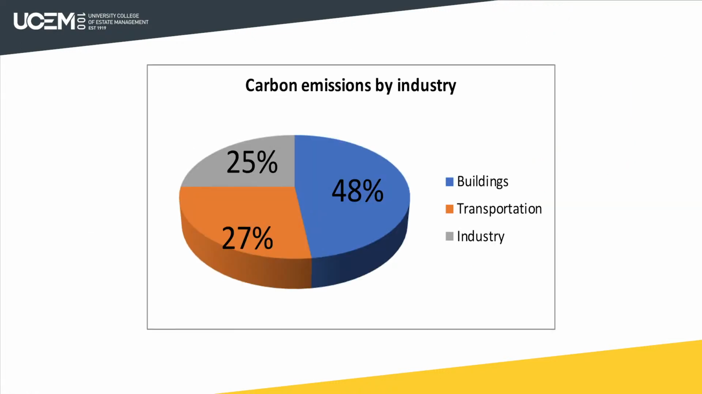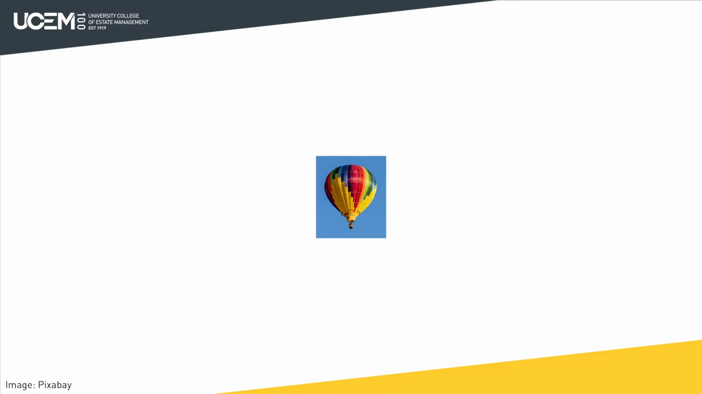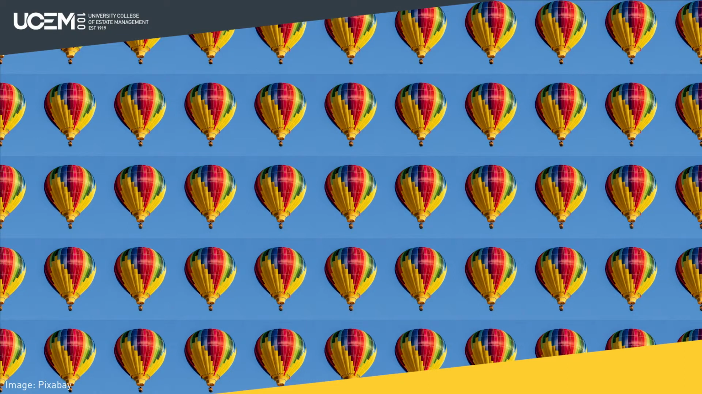In the UK, buildings account for around 48% of carbon emissions, which equates to 360 million tonnes of carbon dioxide. I always find this hard to visualise, so I like to show a hot air balloon, the volume of which represents just 1 tonne of CO2. So that's the equivalent of 360 million hot air balloons, and that's just from UK construction carbon emissions.